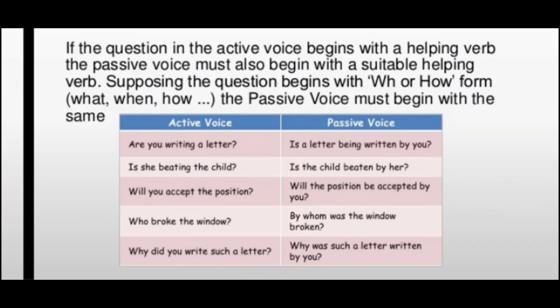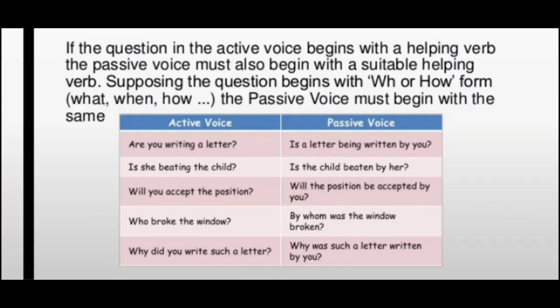Then look at the next example. Who broke the window? The question is, who broke the window? Here, we don't have the subject, so it should be changed into by whom. So who should change into whom? Broke is given in the past tense form. So, by whom was the window broken? This is the way you need to change into passive, children.